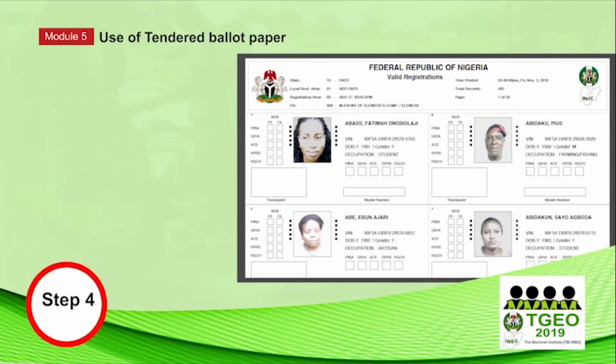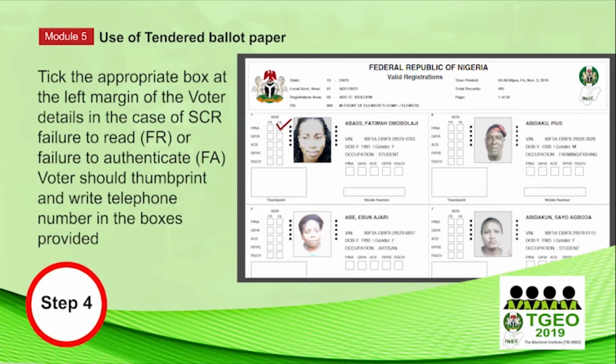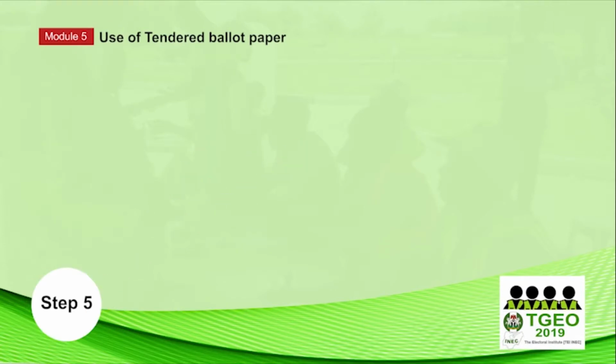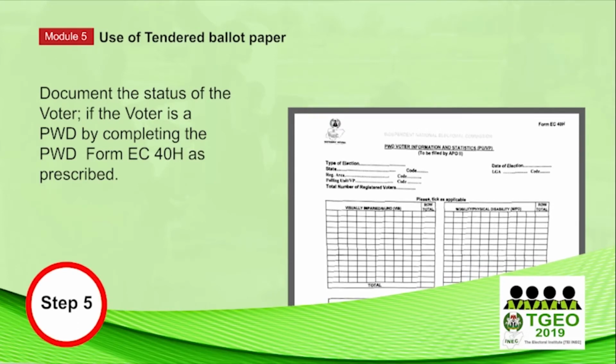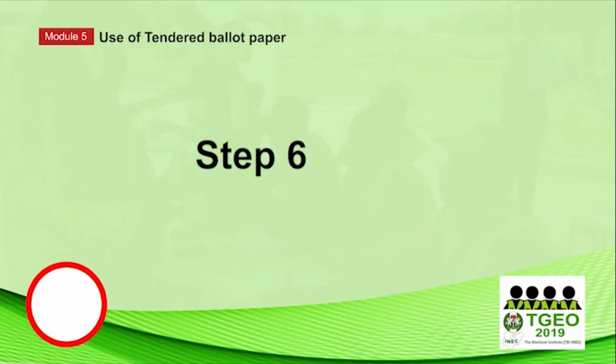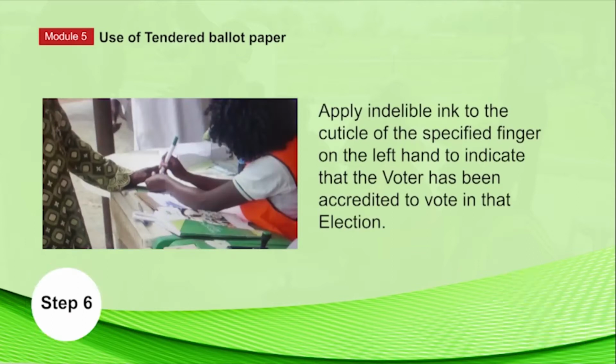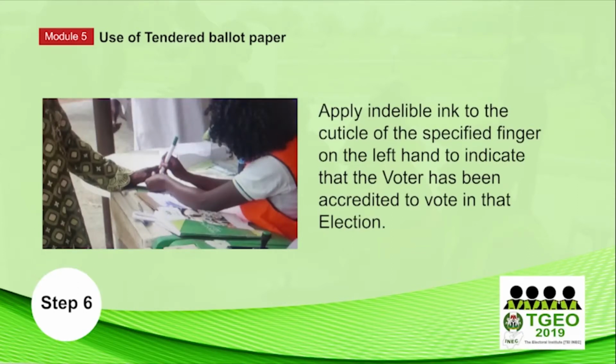Step 4. Tick the appropriate box at the left margin of the voter details in the case of smart card reader, failure to read (FR) or failure to authenticate (FA). Should thumbprint and write telephone number in the boxes provided. Step 5. Document the status of the voter if the voter is a PWD by completing the PWD Form EC40H as prescribed. Step 6. Apply indelible ink to the cuticle of the specified finger on the left to indicate that the voter has been accredited to vote in the election.